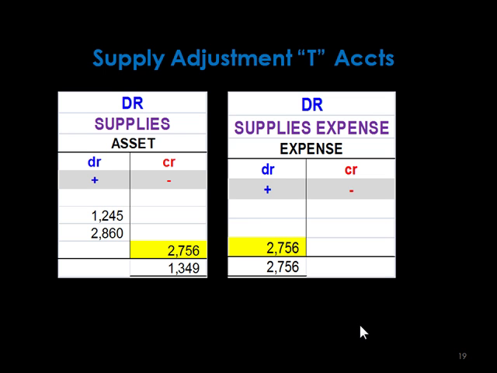Here's our T account where you have the $12.45 as the beginning balance plus what you bought of $28.60 less, down here, the $13.49 as the ending balance. So the difference of what you used is the $27.56. And notice that there's a debit to the expense and a credit to the asset because you're bringing the asset down to what's left on the shelf, basically.